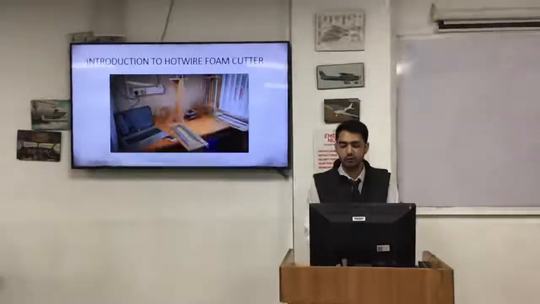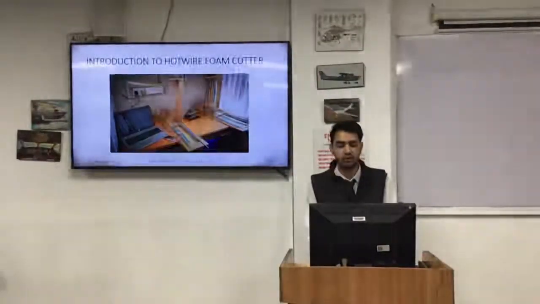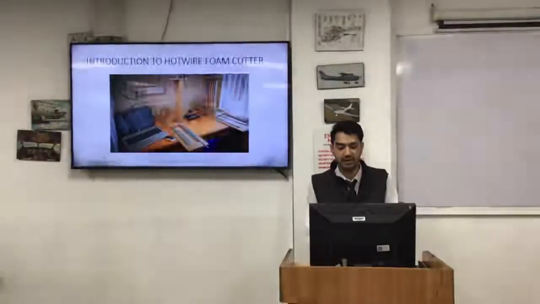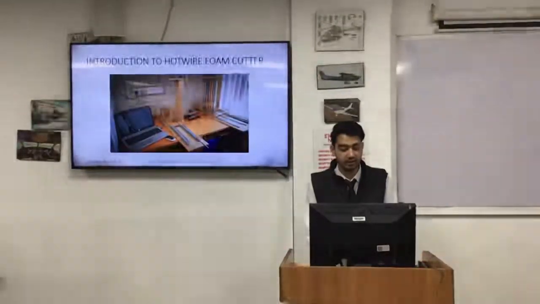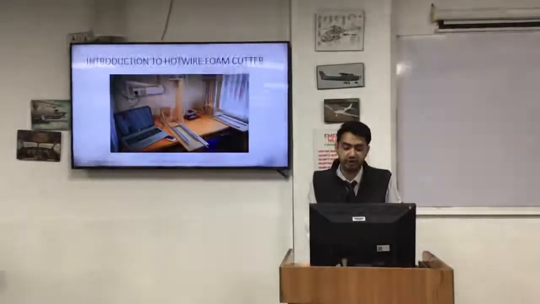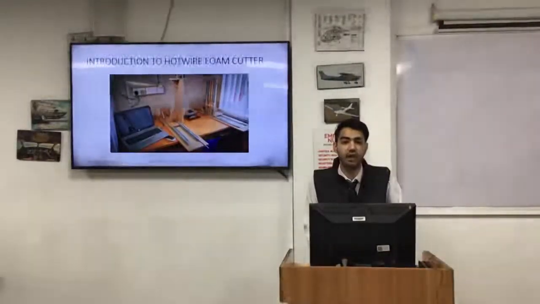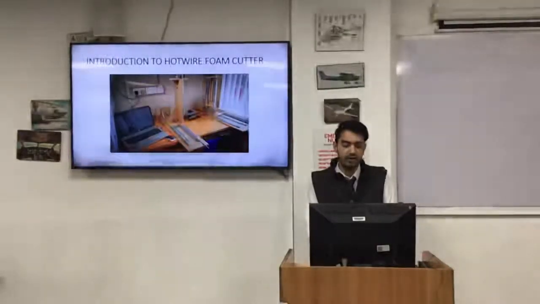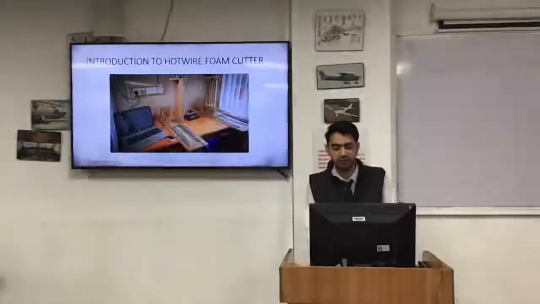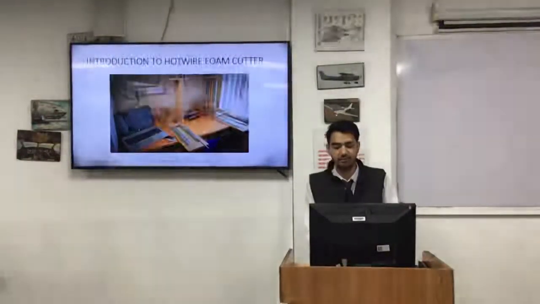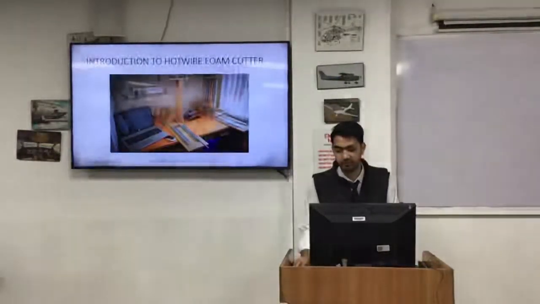Core function. The core function of hot wire form cutting CNC machine is to cut the form in any shape as programmed to the machine. According to our project, its function is to cut the form into airfoil shape. Real life applications. The real life applications of form cutting machine is used to create display letters, logos, etc.